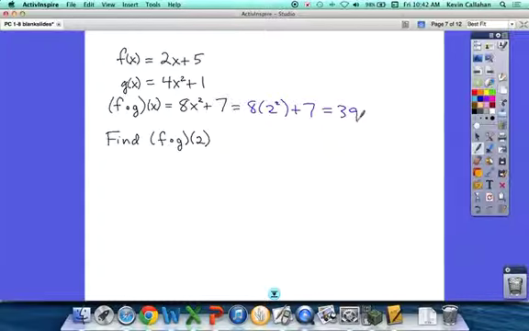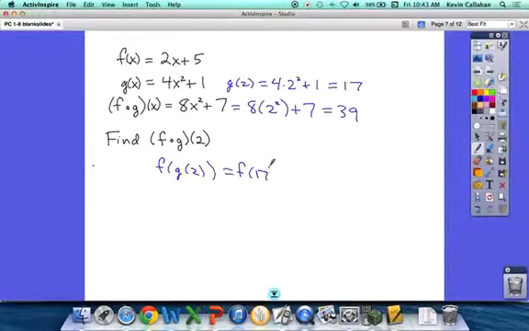But you could also go like this. If I write this like f of g of 2, then I can come up here and calculate g of 2. What is g of 2? 4 times 2 squared plus 1, which is 17. Okay, so now we're going to take f of 17. But we have the f function right there. So if that's f of x, then find f of 17.